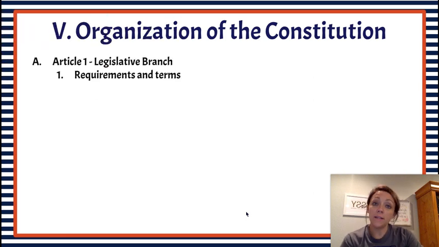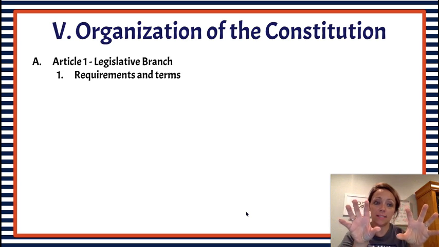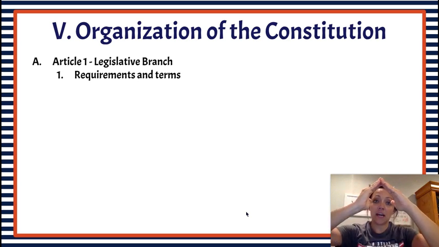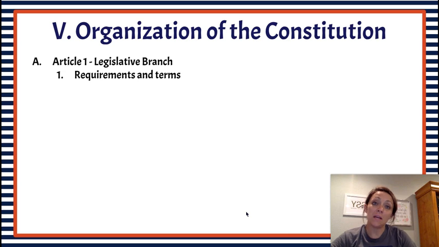So jumping into Article 1. Article 1 sets up the legislative branch. And the legislative branch, as you know, is Congress. Congress is made up of the House of Representatives and the Senate. And the two of them together, their main job is making laws.